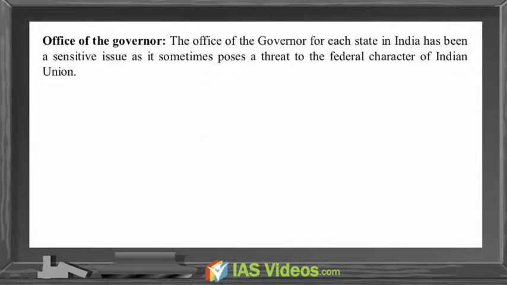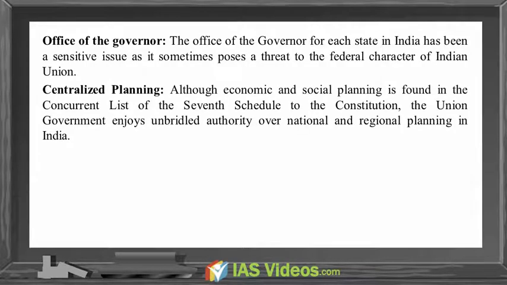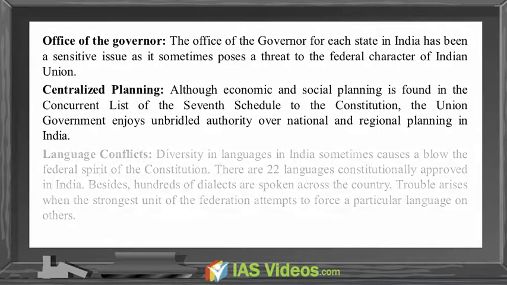Office of the Governor. The office of the Governor for each state in India has been a sensitive issue as it sometimes poses a threat to the federal character of Indian Union. Centralized planning. Although economic and social planning is found in the concurrent list of the 7th schedule to the Constitution, the Union government enjoys unbridled authority over national and regional planning in India.